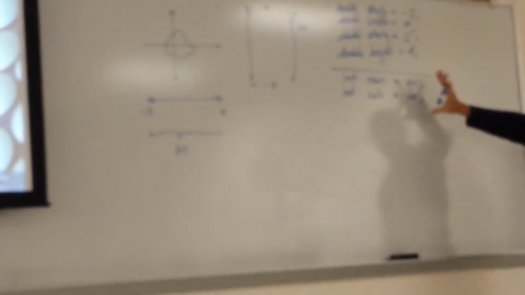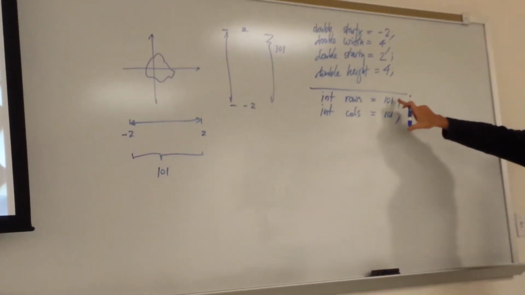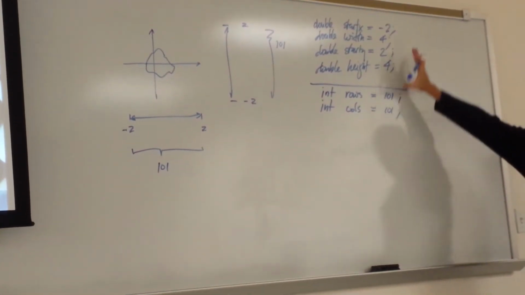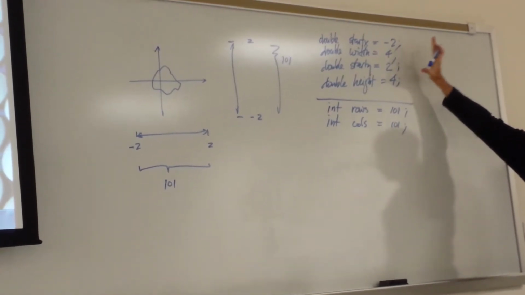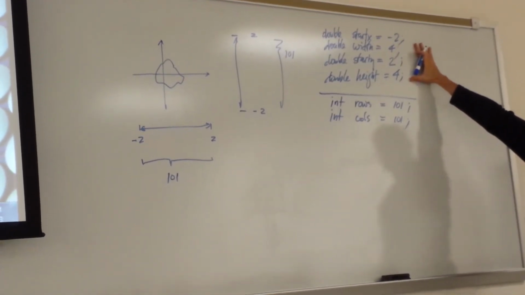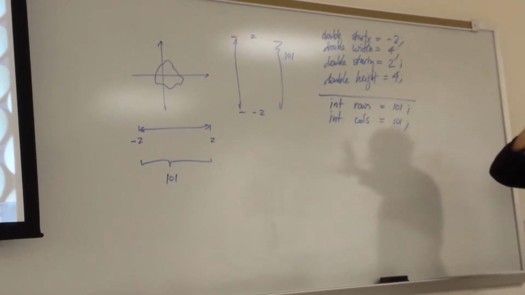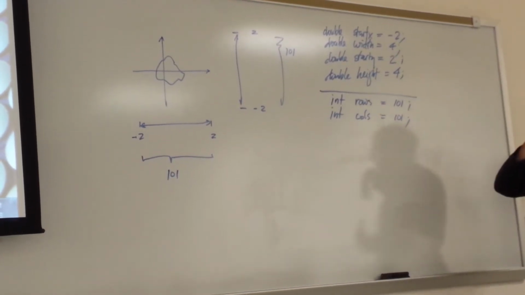But the choice that I make for how many rows and columns I want is independent of the size of the complex plane that I'm looking at. Pretty much once we pick these numbers, we're fixed. Those are going to remain that way.